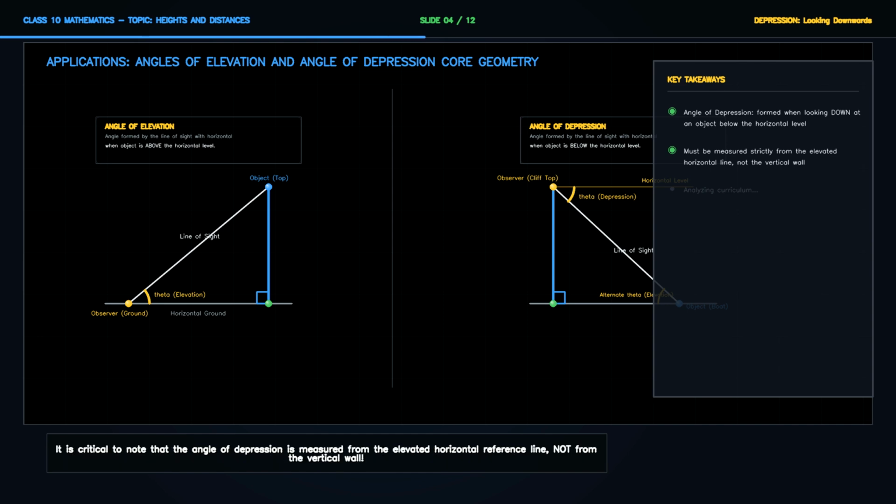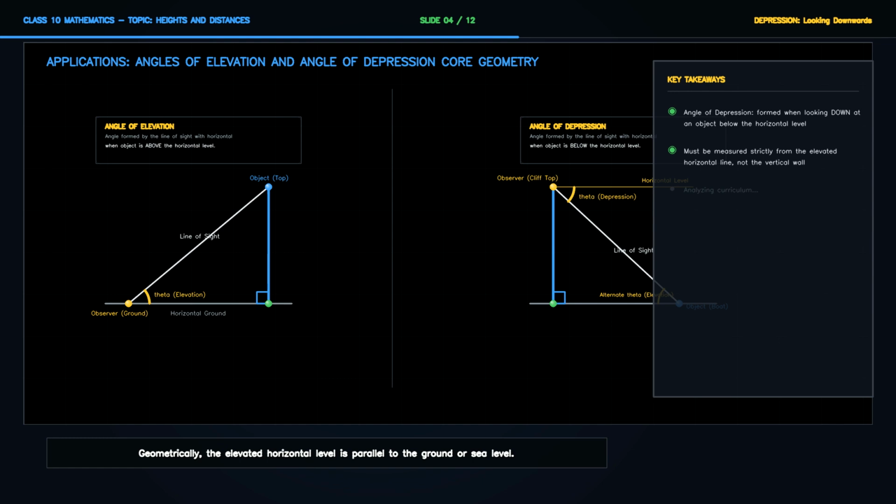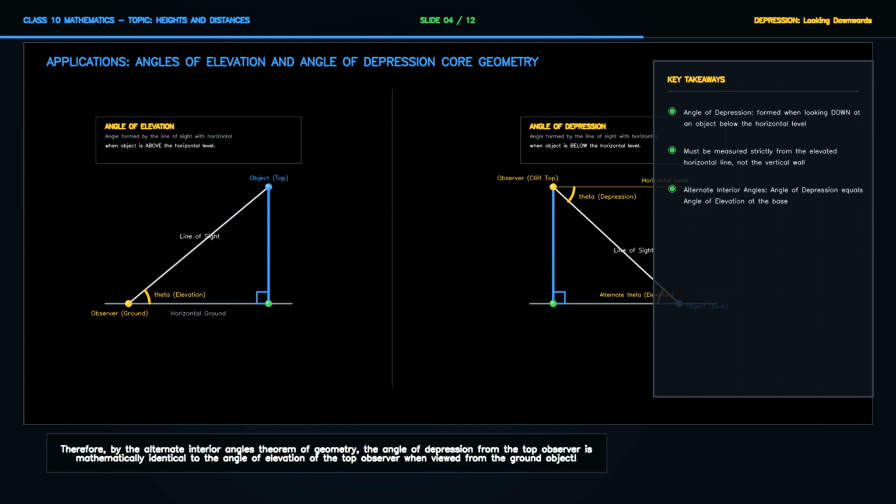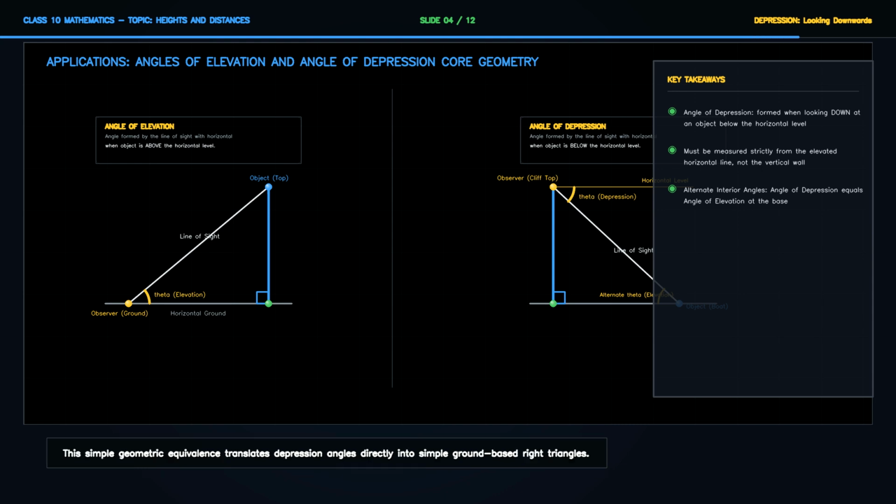It is critical to note that the angle of depression is measured from the elevated horizontal reference line, not from the vertical wall. Geometrically, the elevated horizontal level is parallel to the ground or sea level. Therefore, by the alternate interior angles theorem of geometry, the angle of depression from the top observer is mathematically identical to the angle of elevation of the top observer when viewed from the ground object. This simple geometric equivalence translates depression angles directly into simple ground-based right triangles.